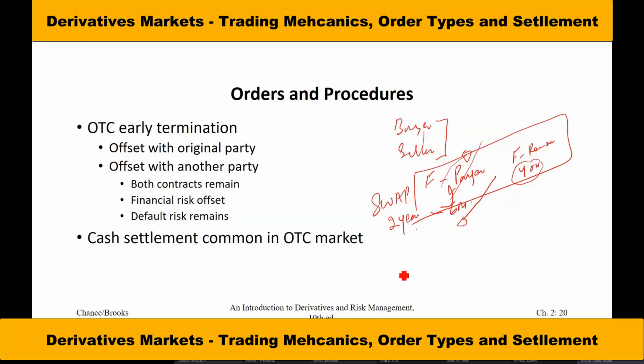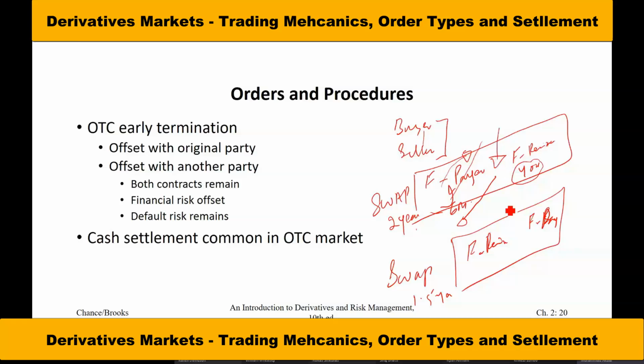If I enter into another swap, let's suppose the swap will be for 1.5 years, and there I become the fixed rate receiver and the counterparty becomes the fixed rate payer. So what will happen? The first thing is there is a huge financial risk in which I run credit risk here and I run credit risk here, so it increases counterparty risk.